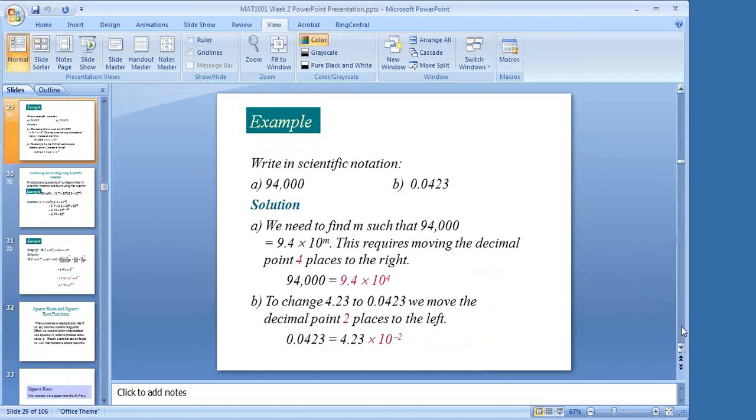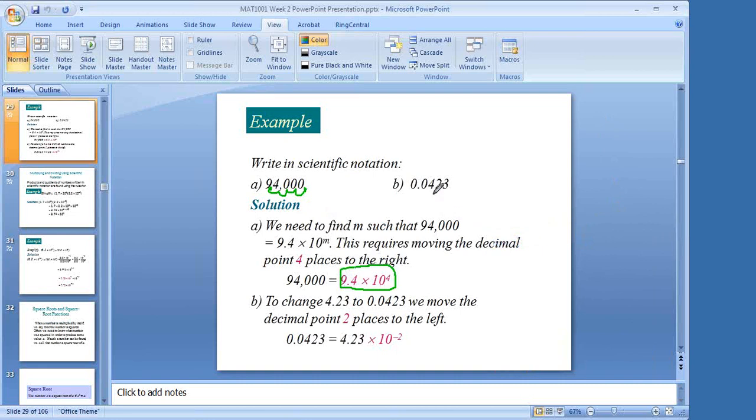Now let's do the reverse. Take a look at example A. I want to write that in scientific notation. So I know I have to put my decimal after the first non-zero digit, which puts it right here. Now, how many places do I have to move it to get it where it originally was? Well, the original problem had no decimal point, so I know that really means it's to the far right. So I have to move it 1, 2, 3, 4 places to get it to the original spot. And that's why this answer is 9.4 times 10 to the 4.